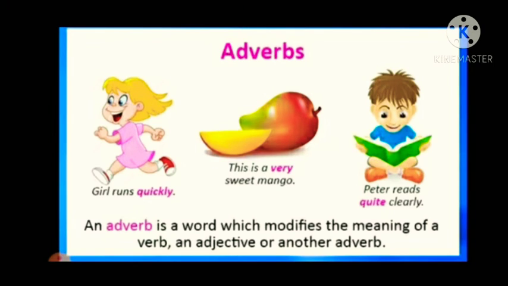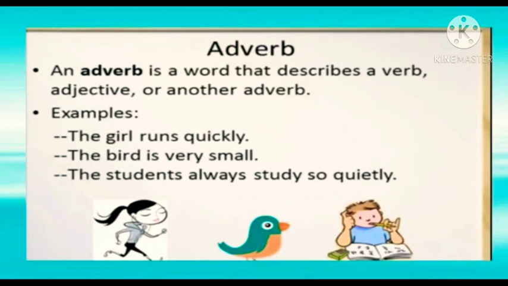In the second example, the adverb is describing an adjective. Sweet is an adjective. Very sweet adds value to the adjective. And in the third example, the adverb is describing another adverb. Clearly is an adverb and the word quite is adding some more value to the word clearly. So hence it is proved that an adverb is a word that describes a verb or an adjective or another adverb.